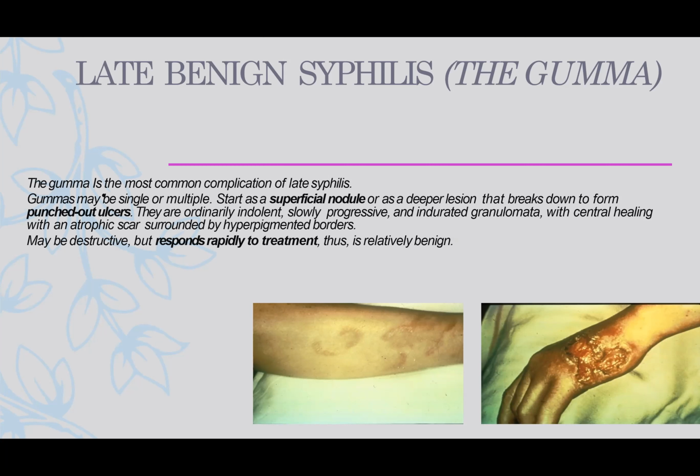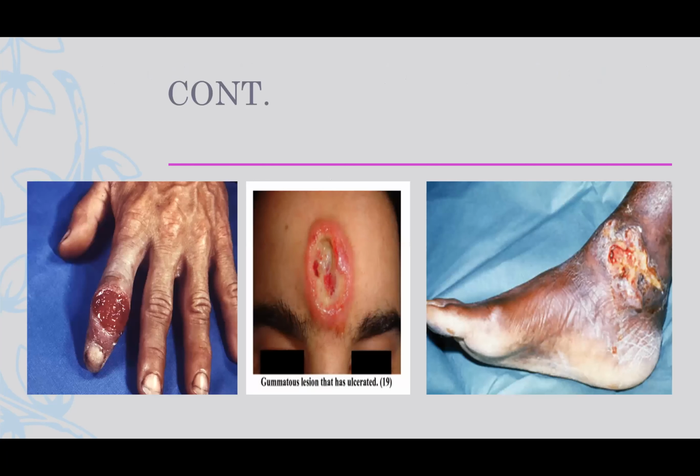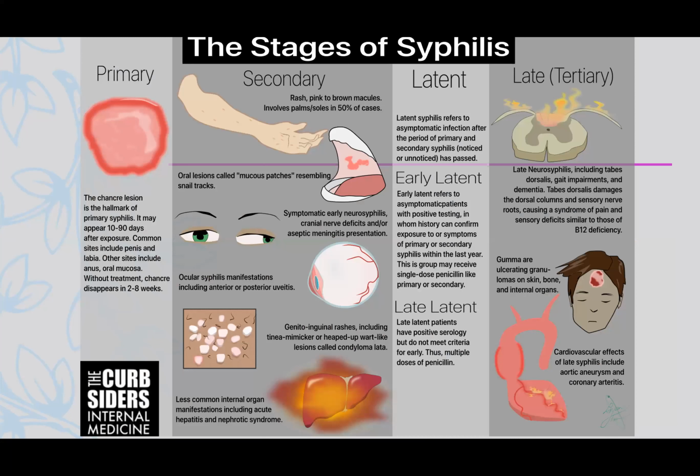As you can see, the different pictures of the gumma on the finger, on forehead, on the foot. So if we summarize the stages of syphilis, it is 3 or 4 stages: primary, secondary, latent, and tertiary. Primary, the hallmark of the primary syphilis is the chancre. In the secondary, there is a rash, and it may involve eyes or liver or everything. And then the next is latent, it's early latent and the late latent, and the last is the tertiary and the gumma, and it can involve any organ.